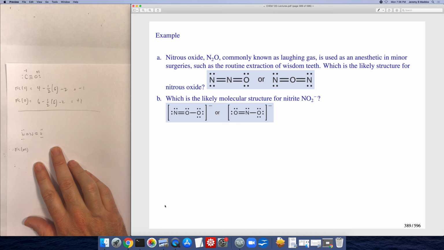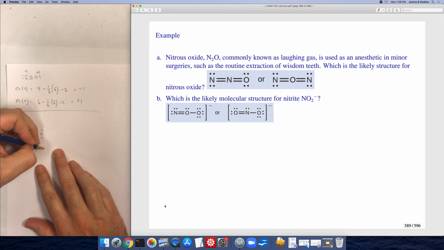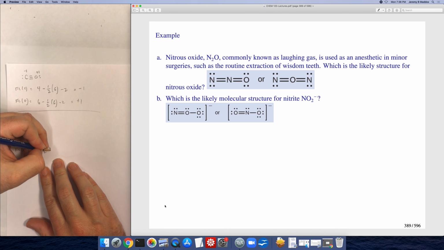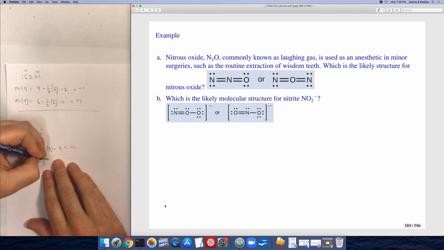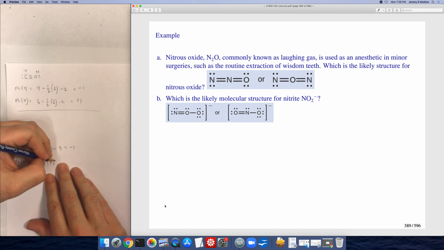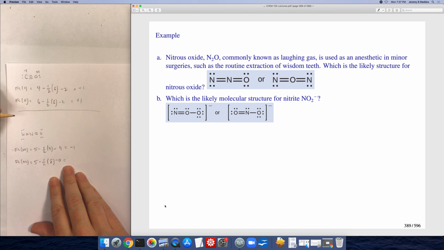So this will be nitrogen atom 1. We start off with 5 valence electrons, and then we subtract off 1/2 the number of bonding electrons. So there's 4, 2, 4, and then minus the 4 lone pair electrons. So we have 5 minus 2 minus 4. So we have a total of -1 on that nitrogen. For the second nitrogen atom, we start off with 5. This one has 2, 4, 6, 8 bonding electrons and no lone pairs. So we have 5 minus 4 gives us a +1 formal charge.